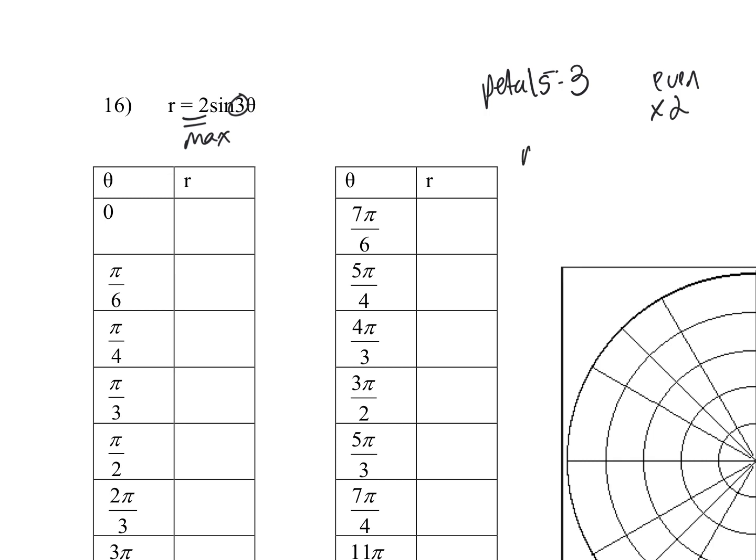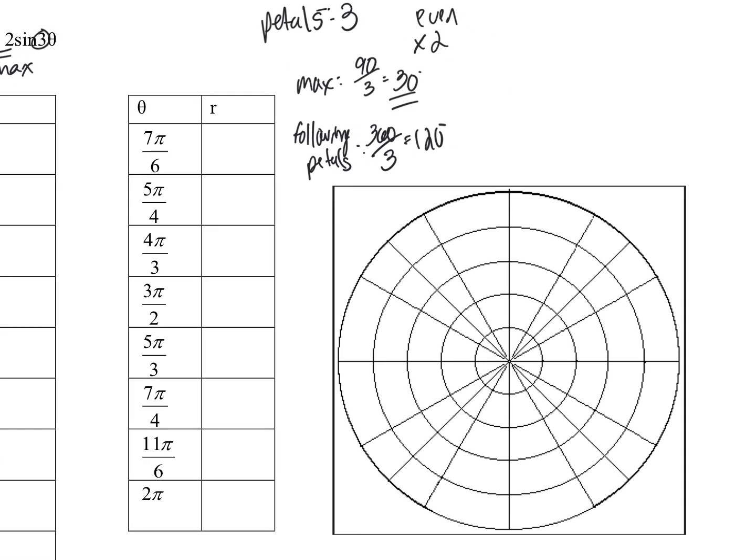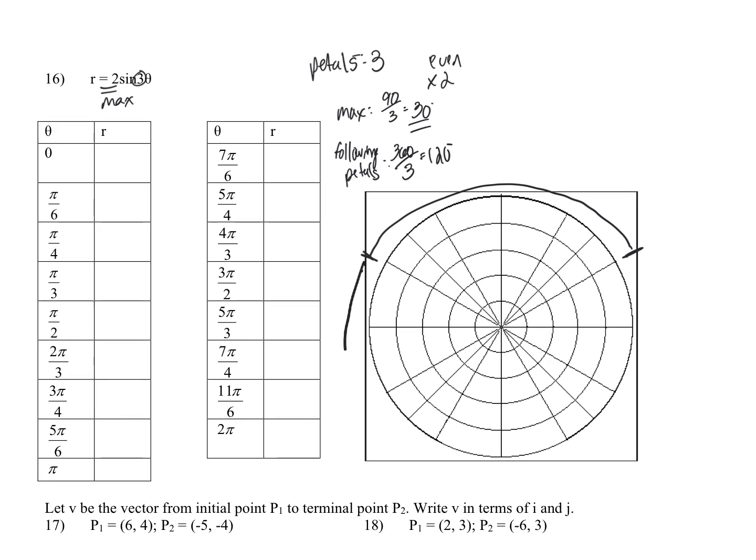Sine's maximum normally occurs at 90, but since I'm splitting it into 3, my first maximum petal will occur at the 30-degree angle, and then following petals will occur symmetrically. Now remember, a circle has 360 degrees, but we've got 3 petals. So the first maximum will occur at the 30-degree angle. Then if I travel 120 degrees more, that's my next maximum. And then another 120 degrees more, my final maximum. And it should be a 120-degree rotation back.